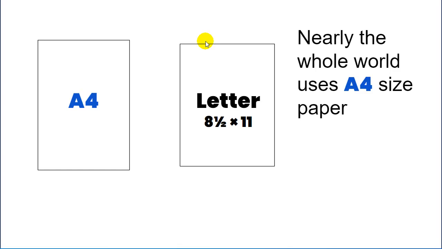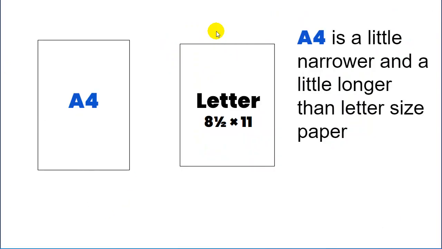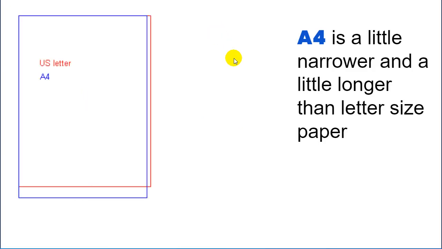Everybody else uses A4 paper. A4 is what they call their paper. They don't call it letter size. They call it A4. Here are the countries that use A4 paper. Just about everybody in the whole world, except us. A4 paper is a little bit more narrow than our paper, and it's a little bit longer. And here you can see the comparison. The red one is the US paper, and the blue one is A4. A little bit longer.